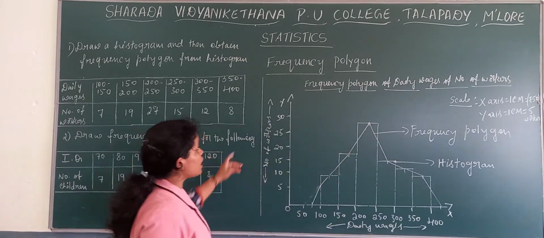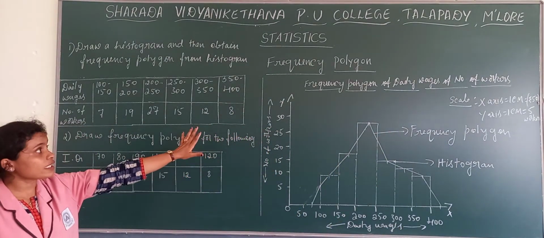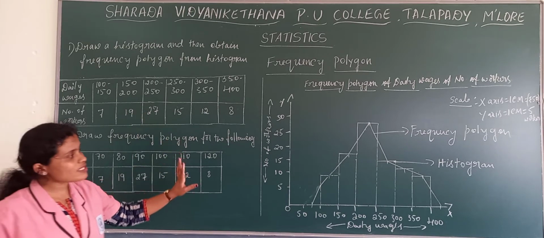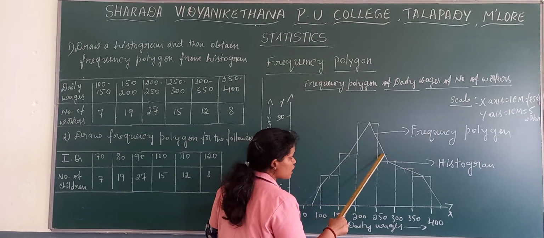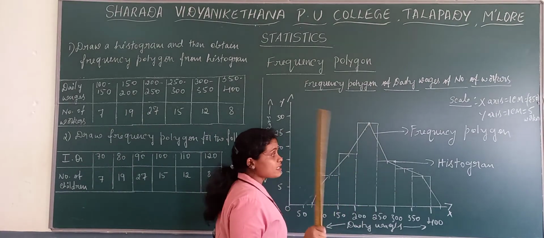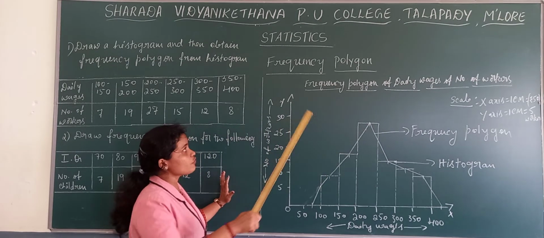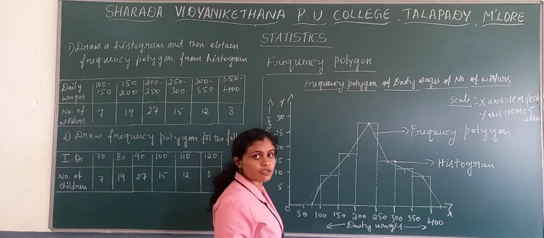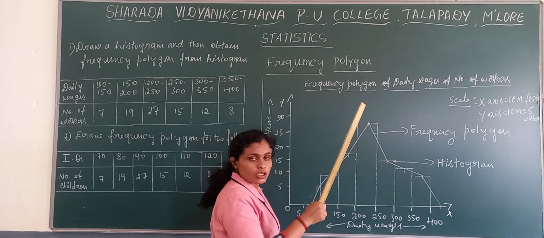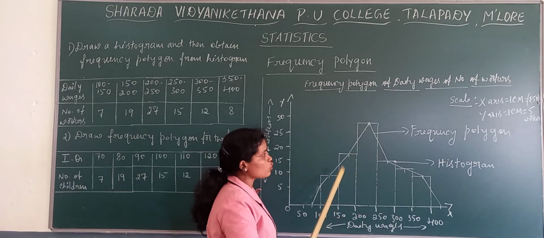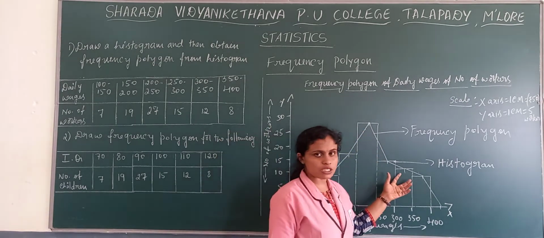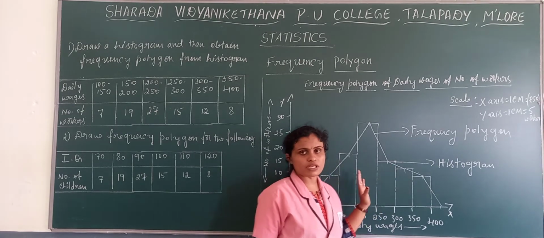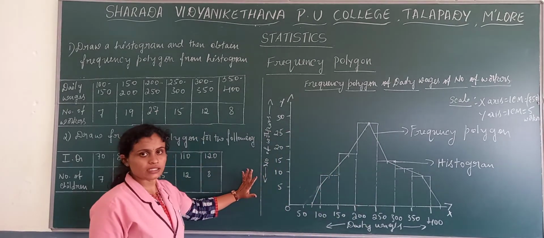Now one more thing comes after the frequency polygon: the frequency curve. A frequency curve is similar to a frequency polygon, but it is a freehand curve. The difference is that for the frequency polygon we use a scale, but in the case of a frequency curve it is drawn freehand.